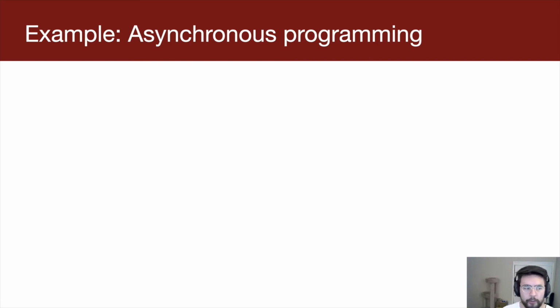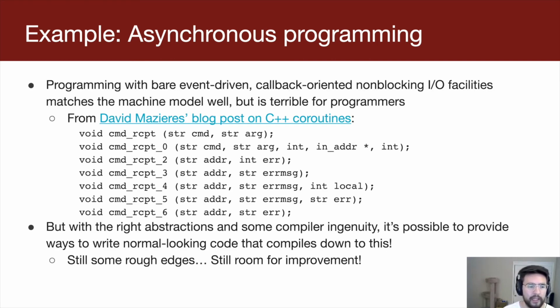Another example is asynchronous programming. We just talked about this last week. Programming with bare event-driven callback oriented, non-blocking IO system calls is great from a machine perspective, but it's terrible for programmers. And here are some example functions that David Mazieres wrote from his blog post, where he's basically figuring out what is the state that is required at every stage, what do I need to remember at every stage? And then he has separate functions where you are passing that data from one stage to the next stage manually. And it's really, really messy, very hard to keep track of all of this and to do this correctly.